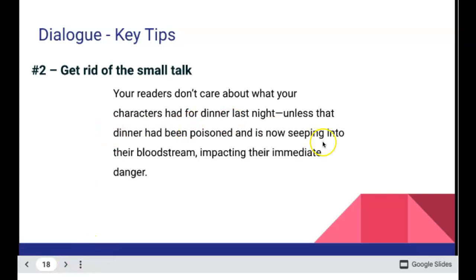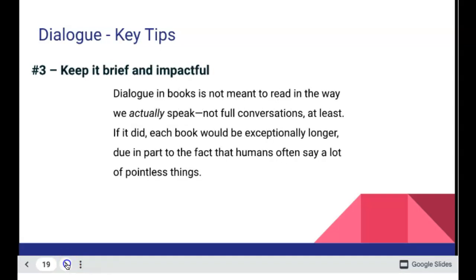We've already talked about this, but get rid of the small talk. We don't really care about what you had for dinner last night unless that dinner was poison and is now seeping into the bloodstream and about to impact them and kill them, right? Otherwise, we don't really need to know about the small talk. Young writers tend to want to say everything that happens. So it's okay to skip that small talk. Keep it brief and impactful.